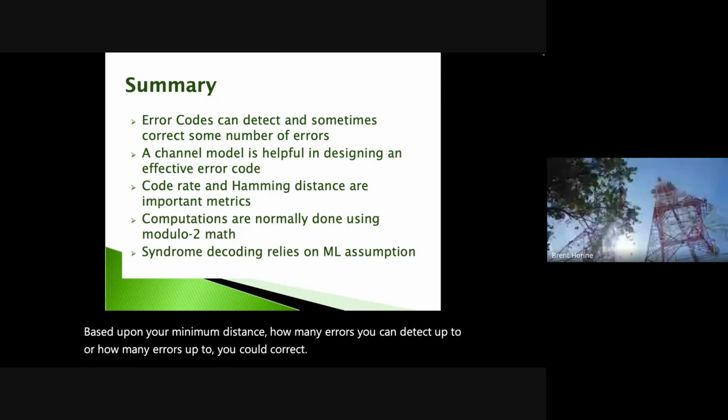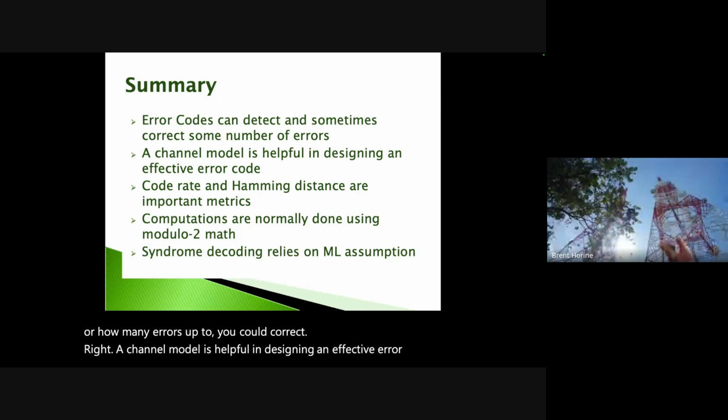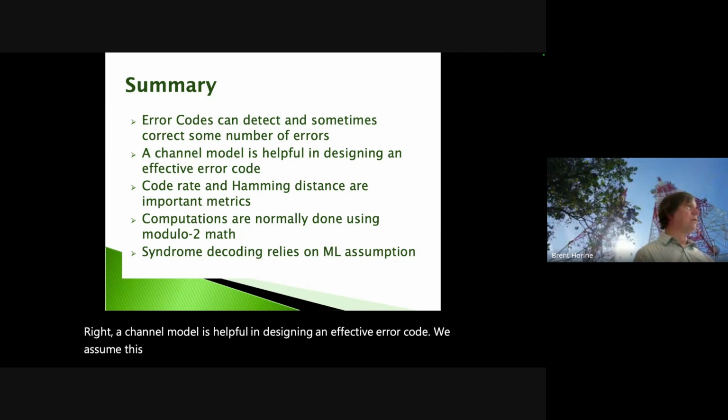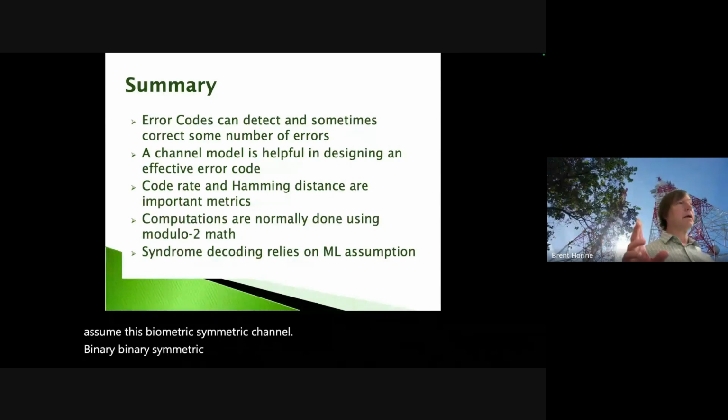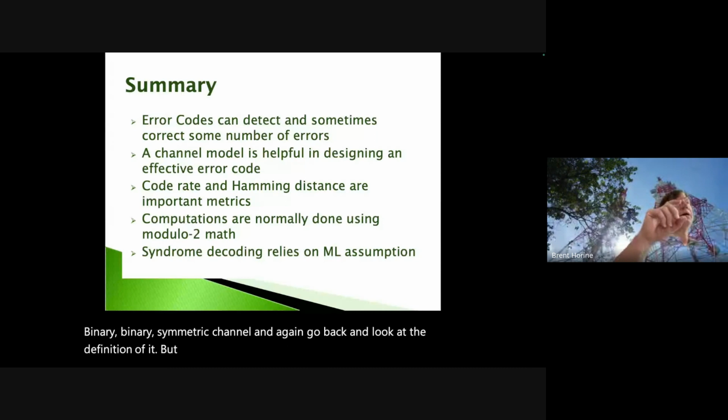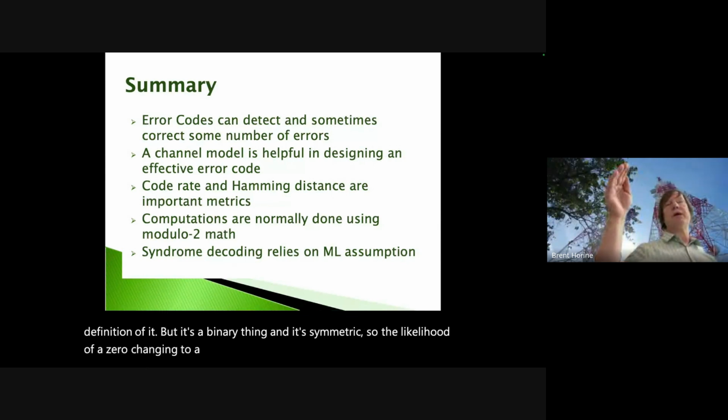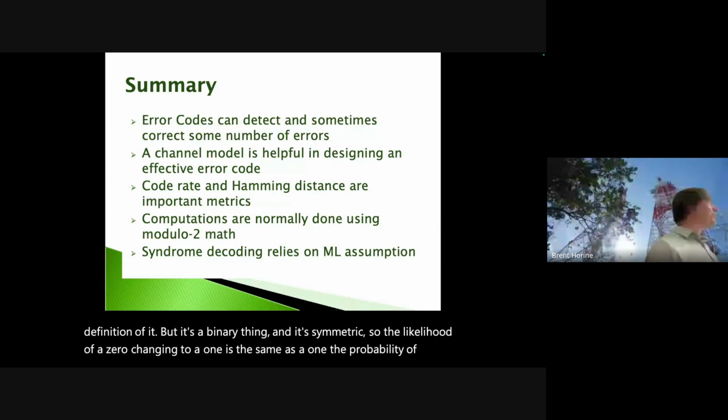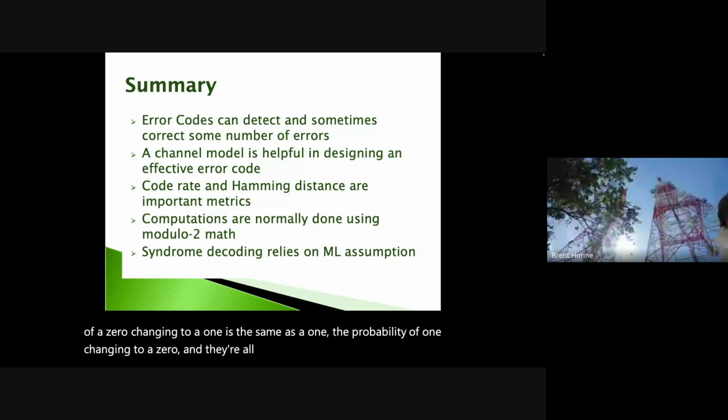A channel model is helpful in designing an effective error code. We assume this binary symmetric channel. Again, go back and look at the definition of it, but it's a binary thing, and it's symmetric. So the likelihood of a 0 changing to a 1 is the same as the probability of a 1 changing to a 0, and they're all independent. Each bit position has an independent probability of error, and they're all the same, right?